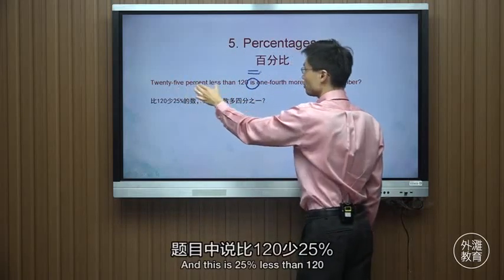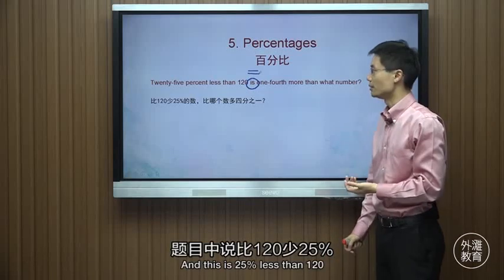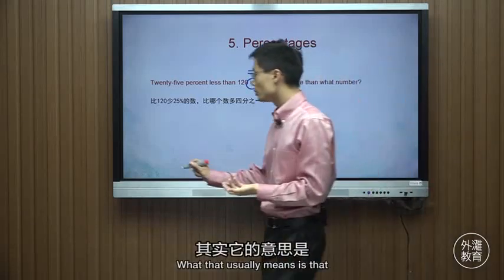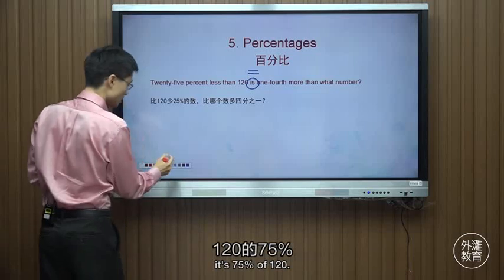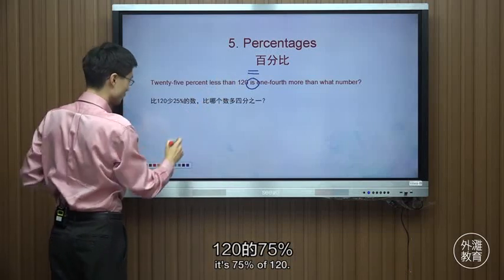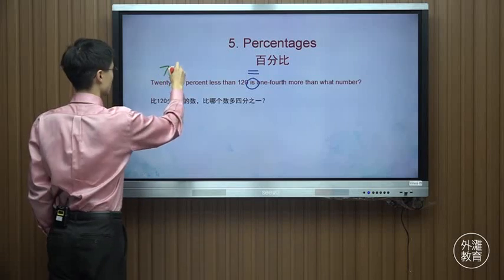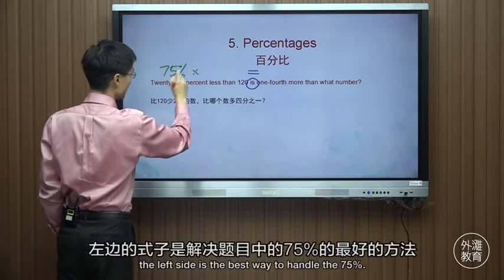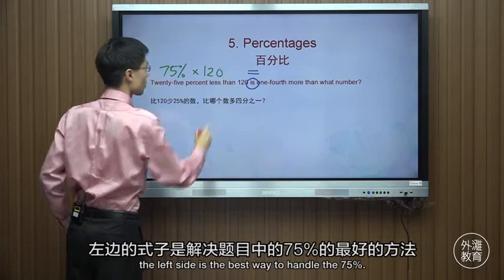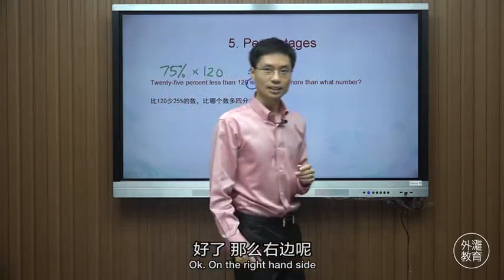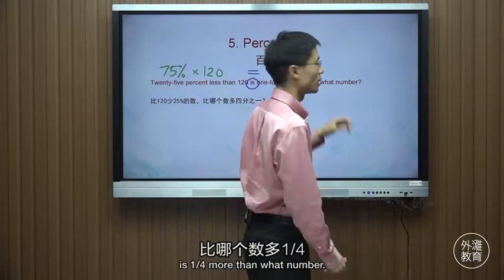And this is 25% less than 120. What that usually means is that it's 75% of 120. Okay, I'm going to write that down here. We'll decide what is the best way to handle the 75%. Okay? On the right-hand side, it says 1/4 more than what number?